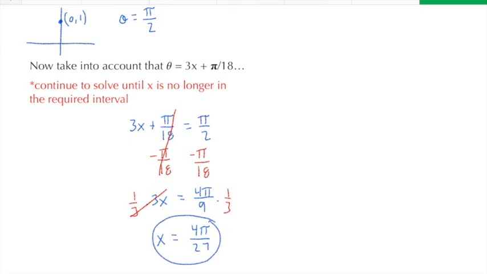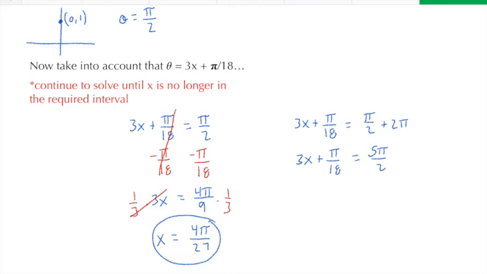Now we want to get a coterminal angle to pi over 2 in the positive direction, to see if we're going to get more solutions that fit within the interval 0 to 2 pi. So I'm going to take 3x plus pi over 18 and set that equal to pi over 2 plus 2 pi, or 3x plus pi over 18 is equal to 5 pi over 2. 5 pi over 2 is coterminal to pi over 2.